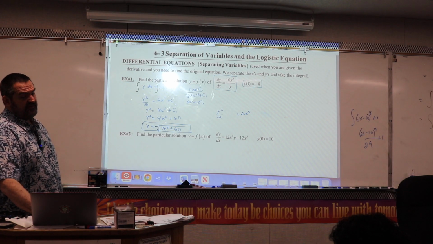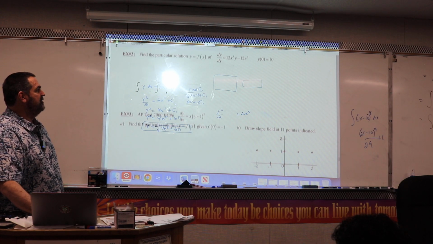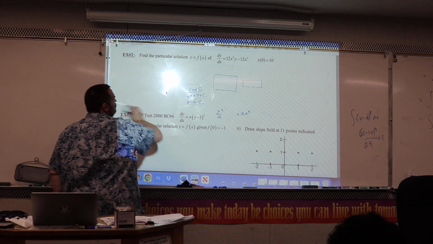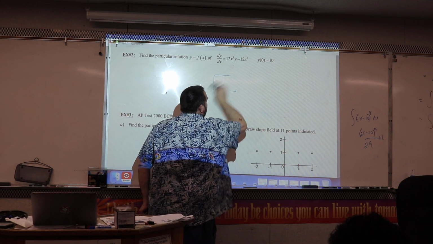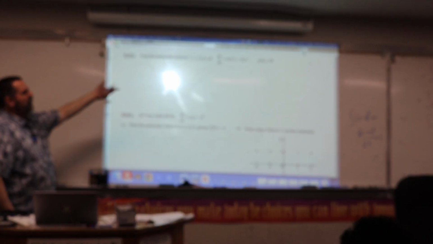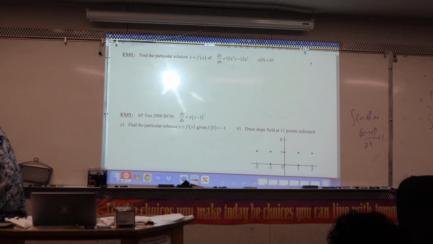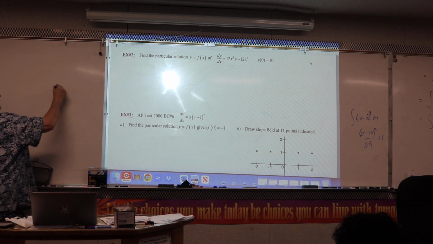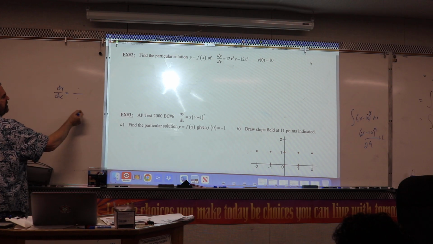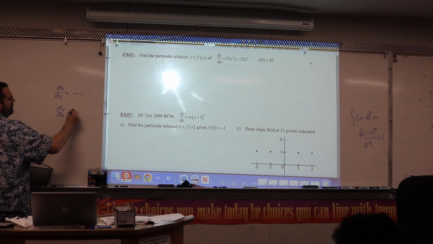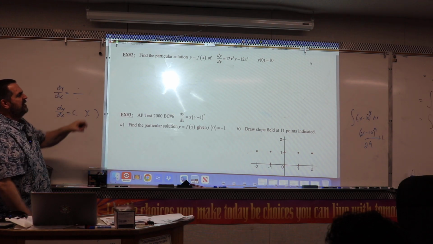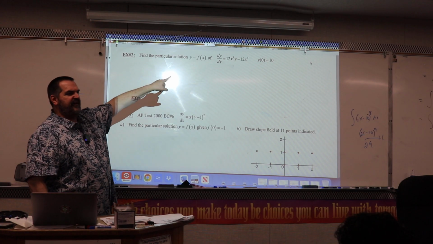All right, now moving things side to side isn't always the easiest thing to do. The only way we can move things is multiplication and division. We just can't move things over the way this one's written. So when I have a dy dx, I either have to have a fraction, something over something, or I have to have a product. I have to have something I can multiply and divide by. So the only way I can do this is to factor out.